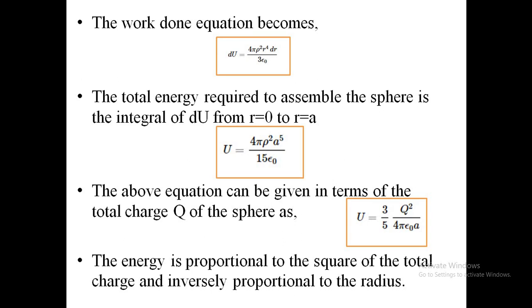The above equation can also be given in terms of the total charge Q, and the total energy U is equal to 3 by 5 Q square divided by 4 pi epsilon naught A. So from this equation we can obtain the relation between the total energy and the total charge. The energy is proportional to the square of the total charge and is inversely proportional to the radius A.